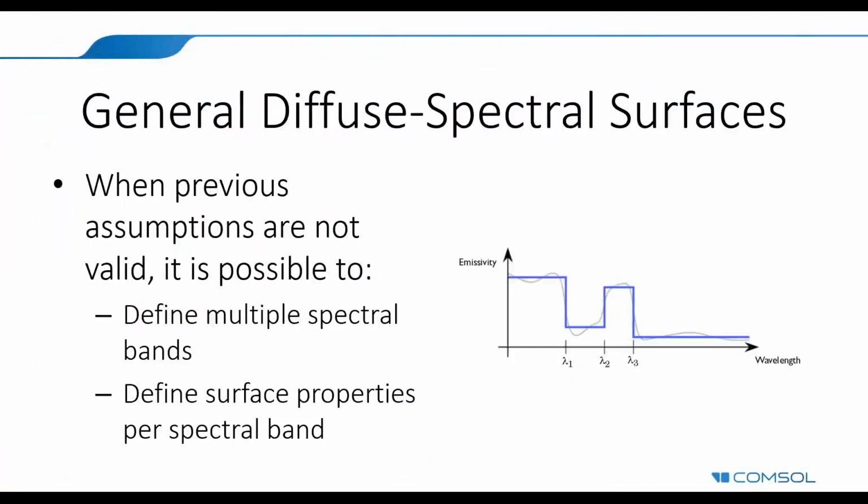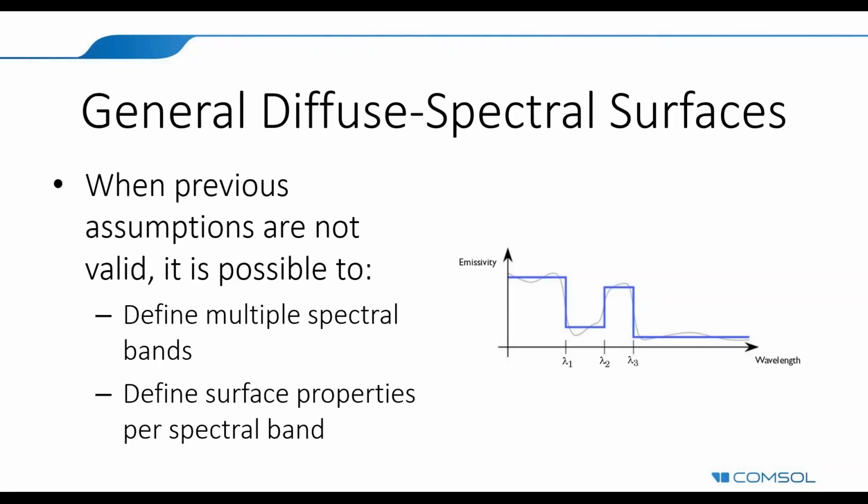Okay, so to answer some of them, I would like to present the alternative option when the gray surface of a solar and ambient surface model is not sufficient. Then actually you can define as many spectral bands as you want. So this is called in COMSOL Multiphysics the general diffuse spectral surface model. It's also known as the box model.